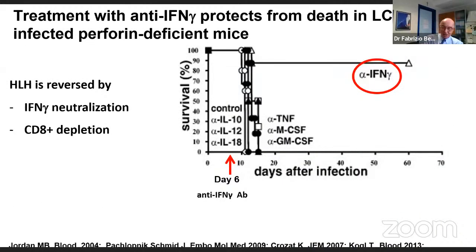Let's go back to mice. So from the future to long time ago. In the perforin deficient mice, which do develop HLH when triggered with the virus, HLH is reversed by interferon gamma neutralization and by CD8 positive cell depletion. Have we learned something regarding biomarker of HLH?